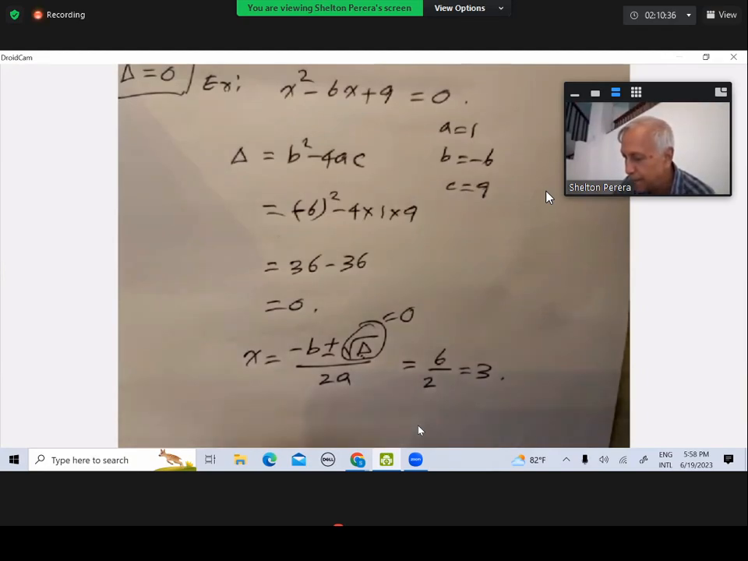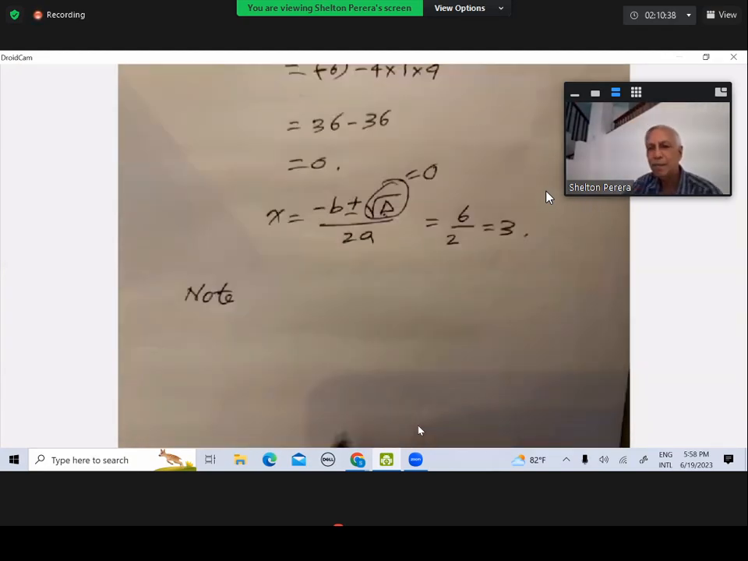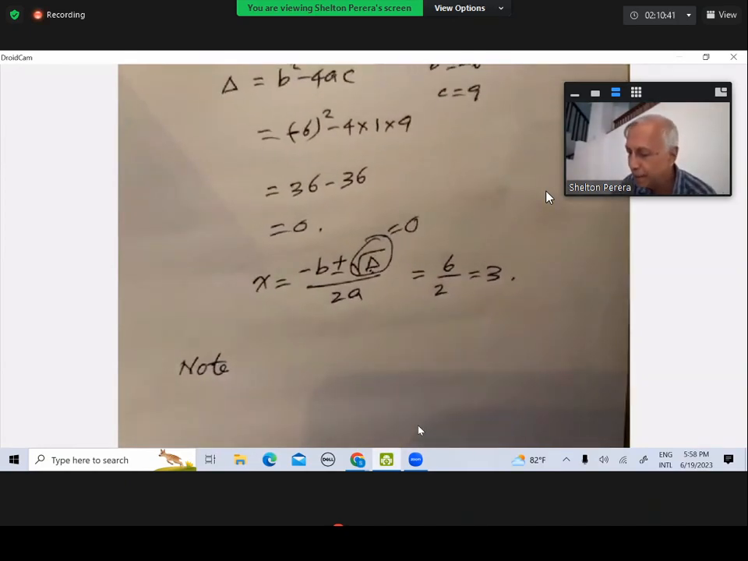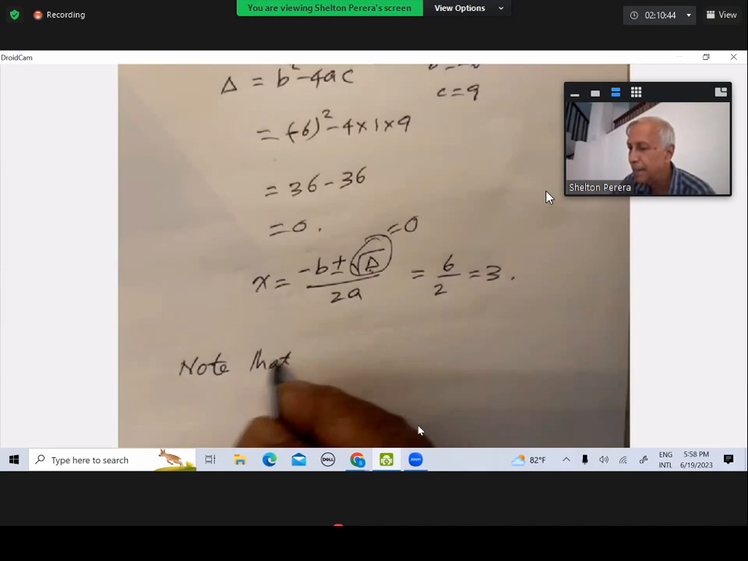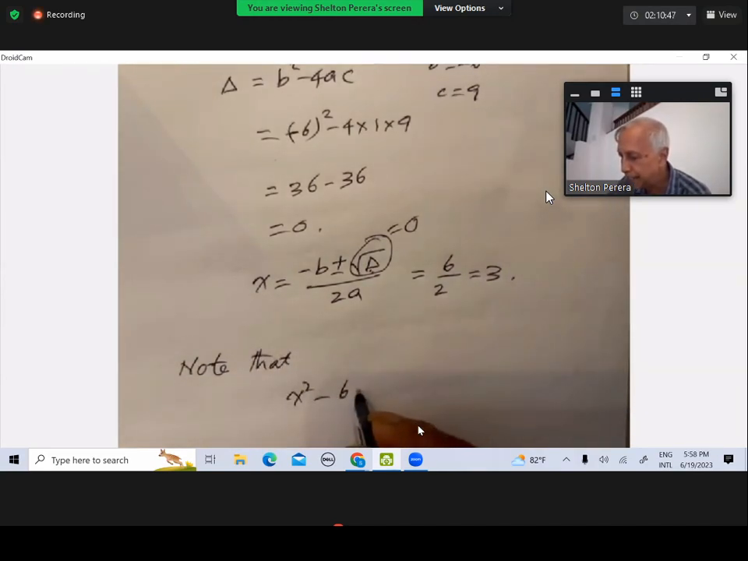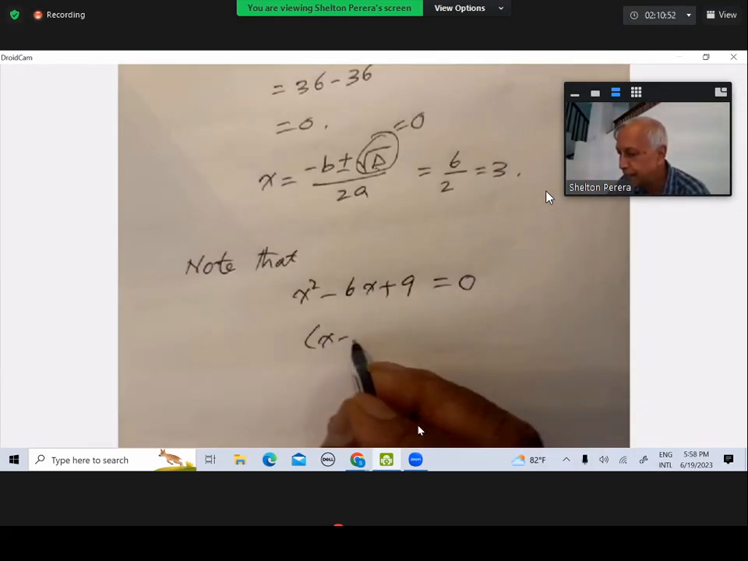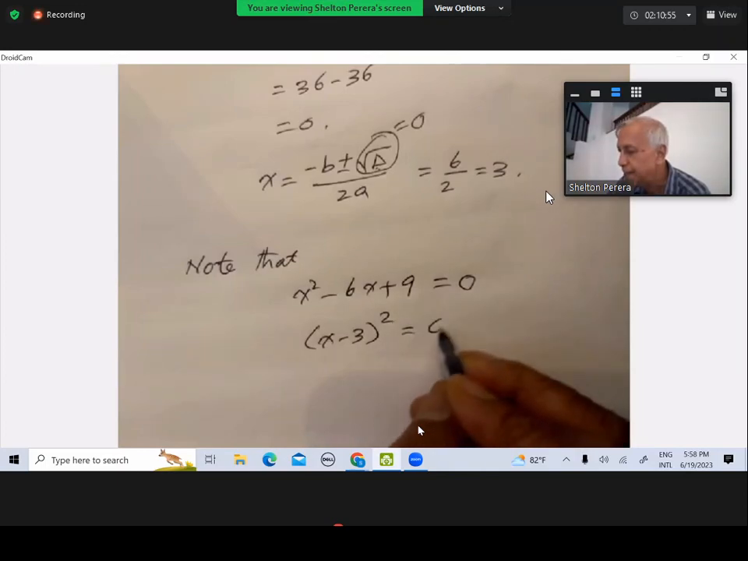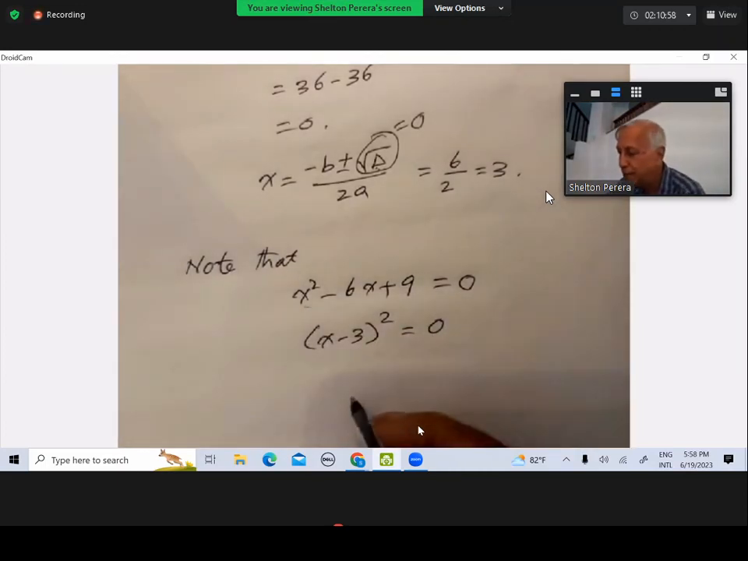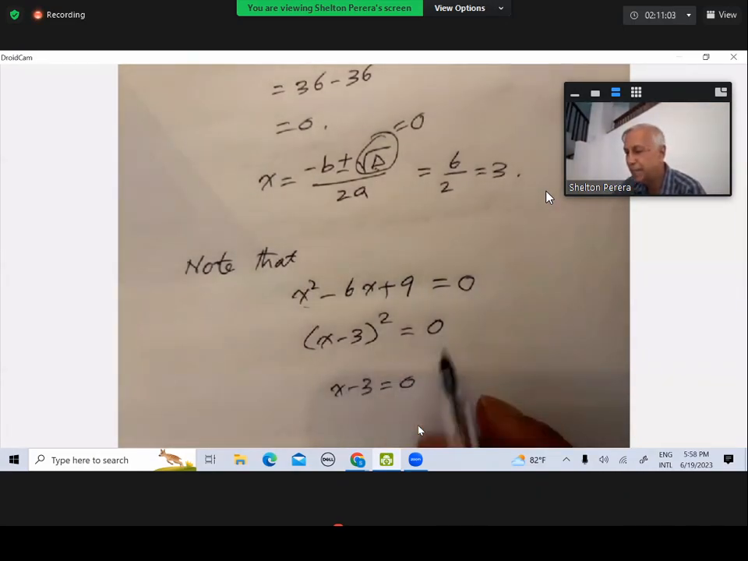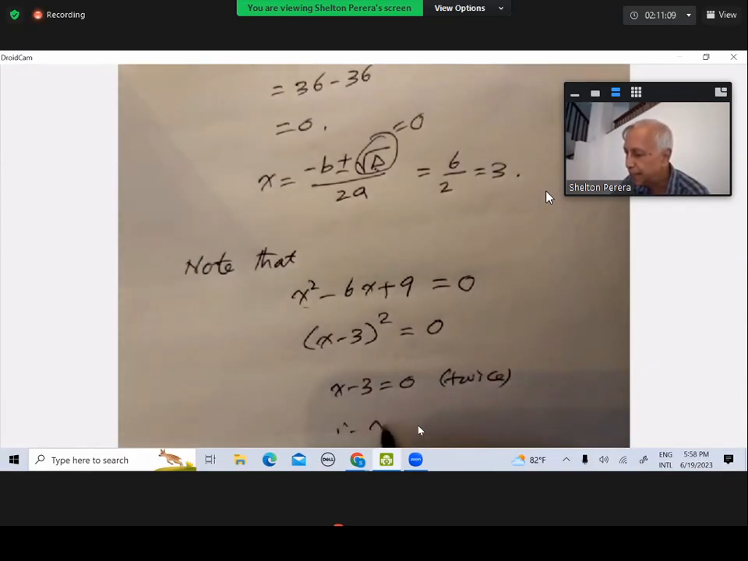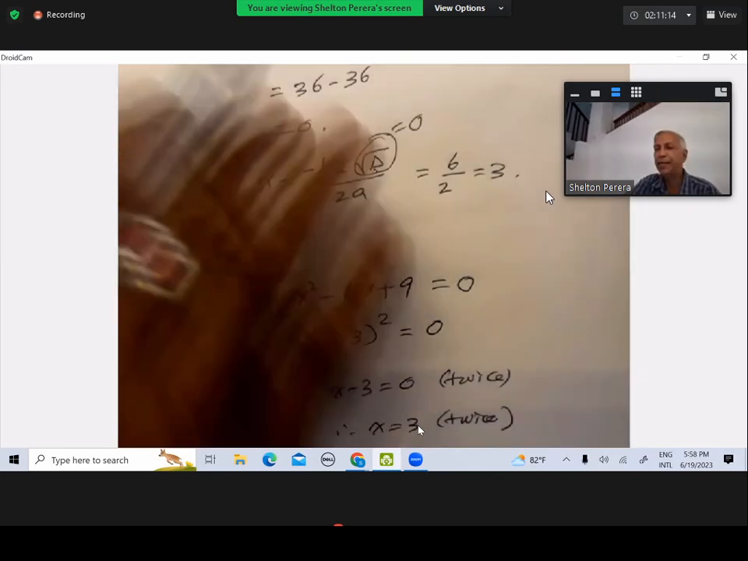Note that x squared minus 6x plus 9 equal to 0 is the same as x minus 3 squared. This is a perfect square. Therefore, x minus 3 is equal to 0, by the square root method, twice. Therefore, x is equal to 3 twice. Coincident roots. Delta equals 0.